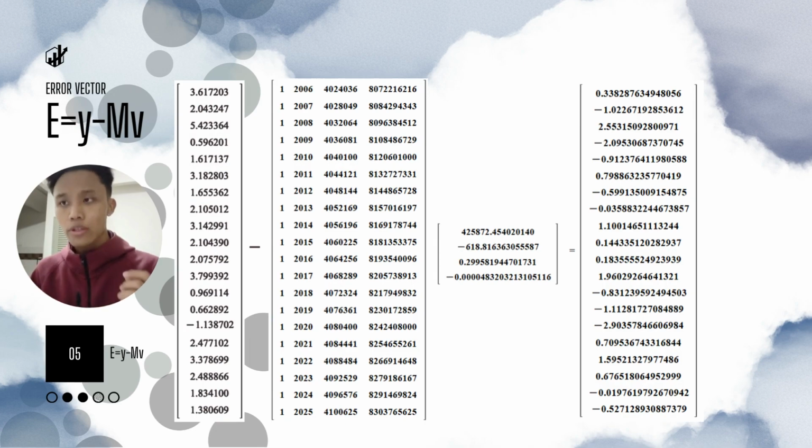Finally, we compute our residual error vector using the formula E equals y minus Mv. To do this, we project our newly found cubic equation back onto our original timeline. We multiply our design matrix M by our solution vector V to generate the model's predictions for each year. We then subtract this prediction from our actual historical data points y. The resulting column vector on the far right shows the exact margin of error for each specific year.